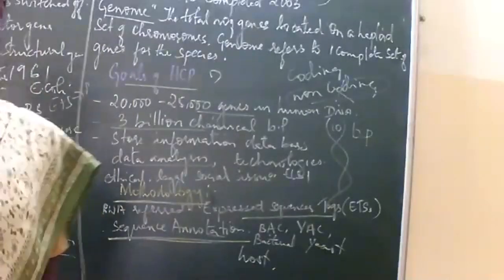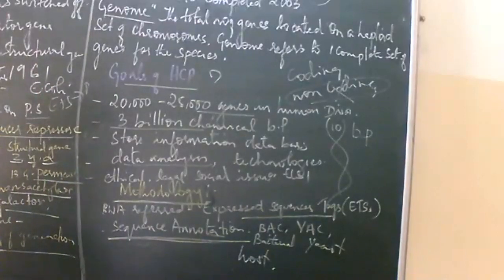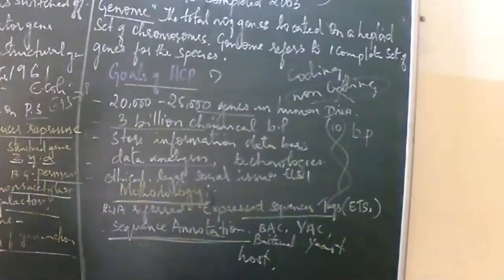We are taking these organisms only as a host, and we are studying this one, which is called a bacterial artificial chromosome, or a yeast artificial chromosome. That is the methodology. Next, you have what is called the DNA sequencing procedure in the Human Genome Project.